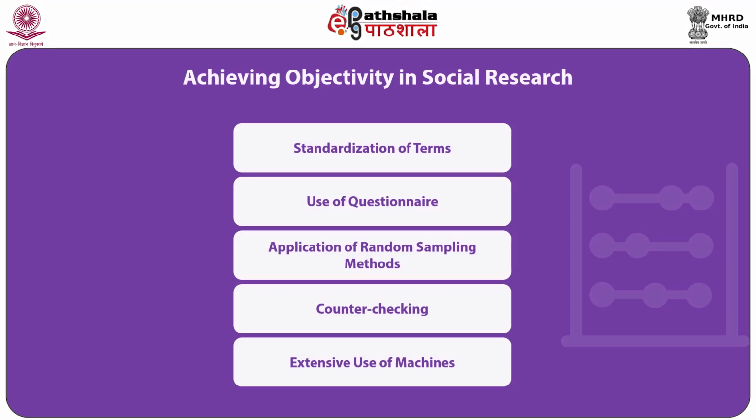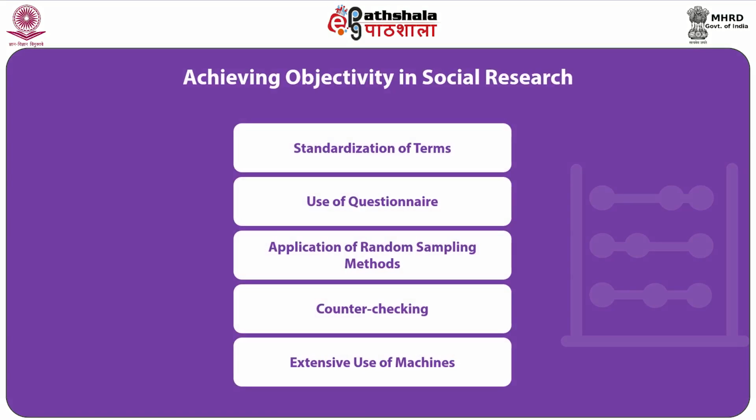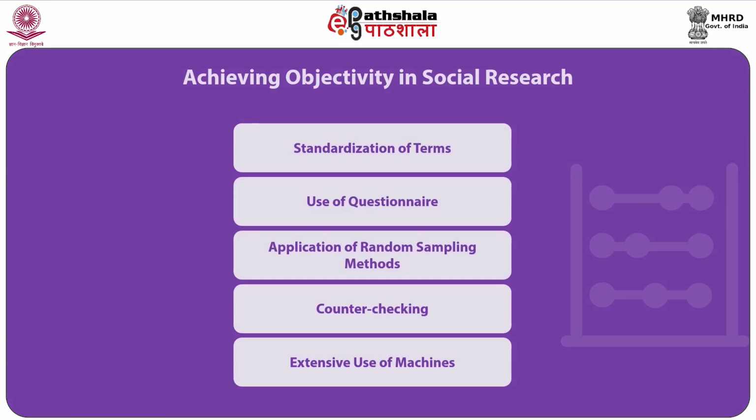The next procedure is the use of questionnaires. Using standardized questionnaires for data collection, to some extent, would be helpful in maintaining objectivity in social research. Application of random sampling methods is another way of achieving objectivity. The selection of a sample is mostly done by making use of non-random methods, through which subjectivity arises. If random sampling techniques are used, the problem of subjectivity due to sample selection can be reduced to a large extent. Another thing is that counter checking has to be maintained.